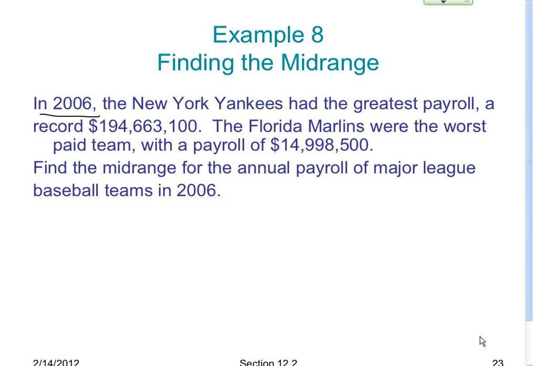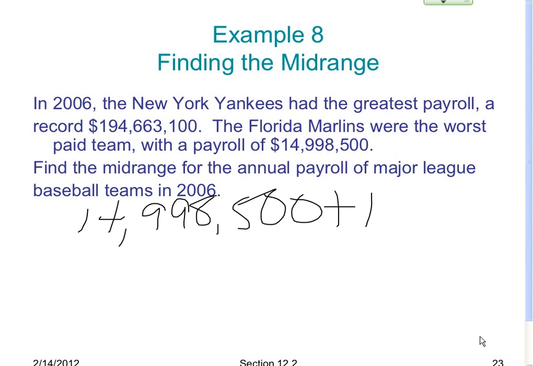2006, largest payroll of 194 million. Worst paid team, smallest payroll is 14 million. And find the mid-range. So you're going to take the smallest number, which is your 14,500,000, and add your largest payroll, 194,663,100. Add those two together.